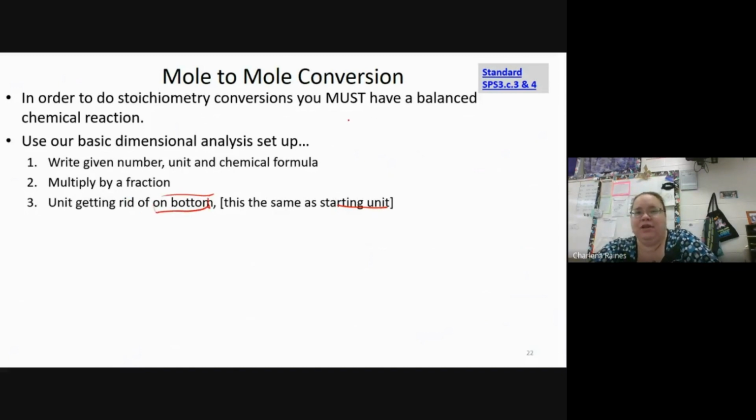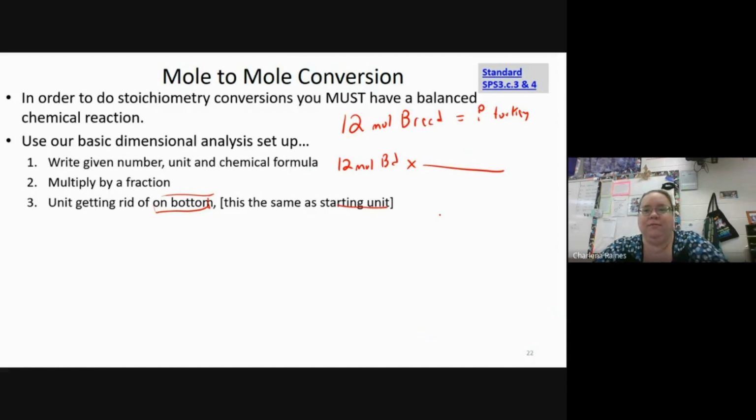So let's say I'm starting with 12 pieces of bread. For this analogy, 12 moles of bread. And I want to know how many things of turkey I need to make my sandwiches. So the first thing I've got to write is the 12 moles of bread. I multiply by my fraction bar. The unit and the substance that I started with goes on bottom, and the unit and the substance of what I'm going to goes on top.